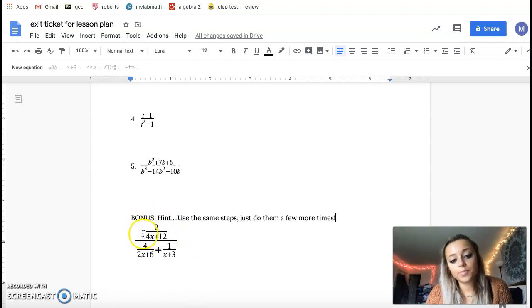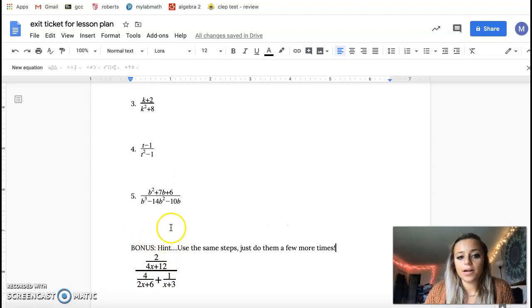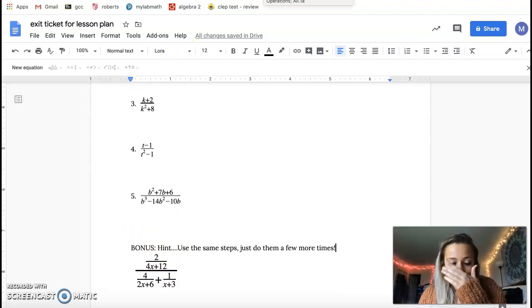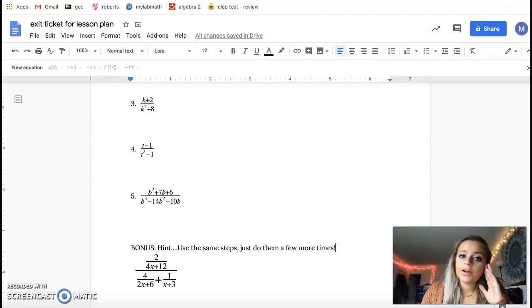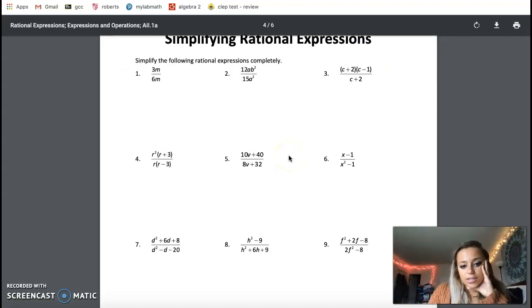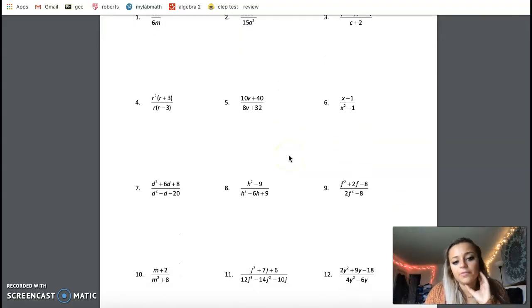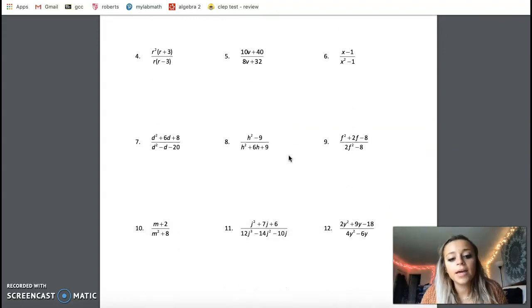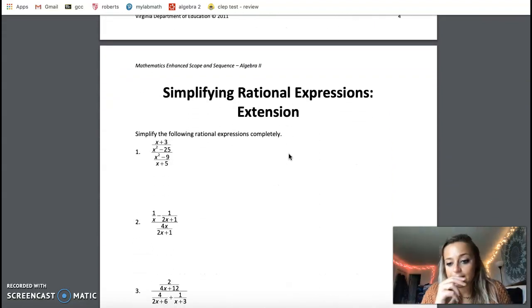Then there is a bonus. They know how to do this, but they're going to look at it and think they don't. It's the same process, just a few more times. So I put this on there as a bonus. This is also part of the challenge, for students who complete the work quicker, maybe that independent worksheet for the station. This is the worksheet that students will be given, the Simplifying Rational Expressions worksheet. And then this is the extension worksheet.